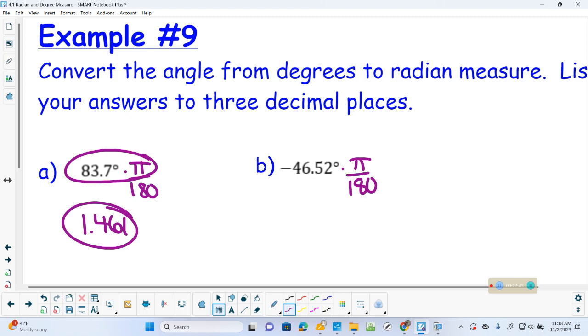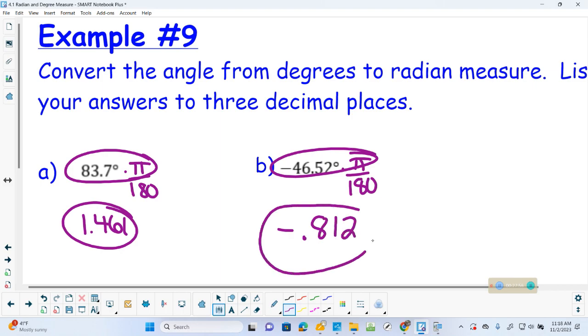All right, what do you got for this one? Negative 1.46. Negative point 812. Any questions on your calculators?